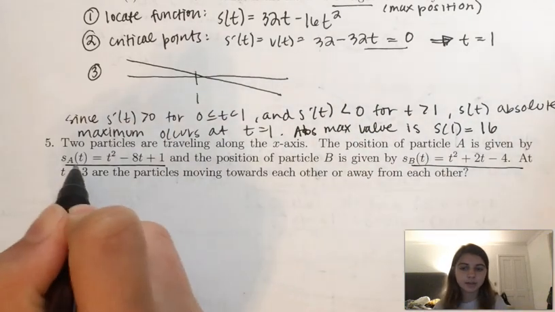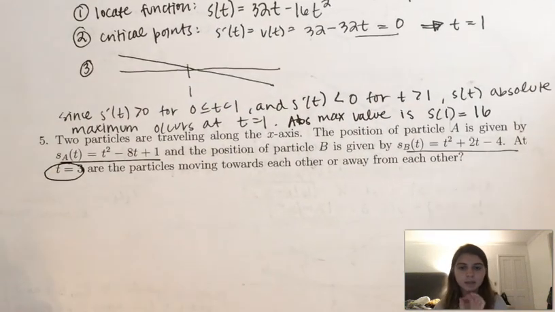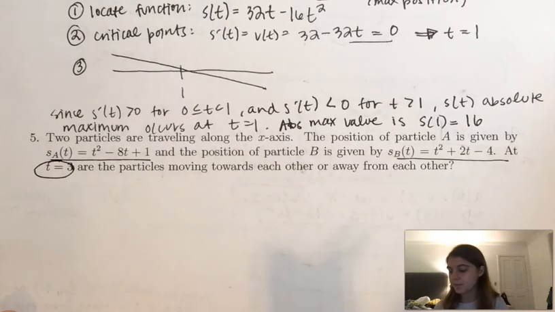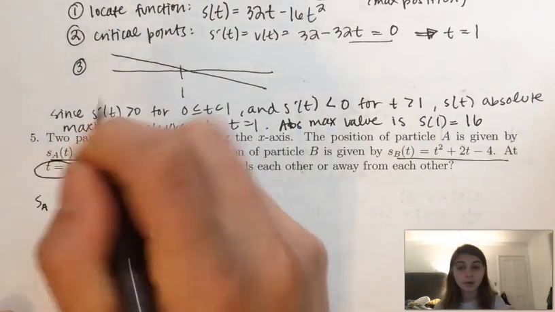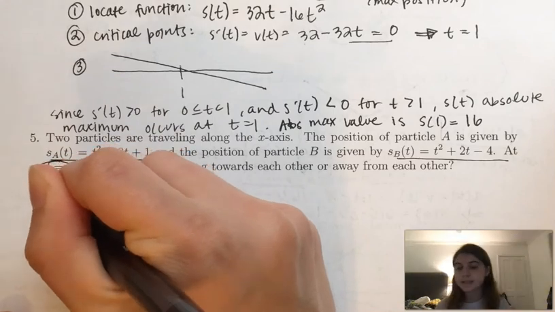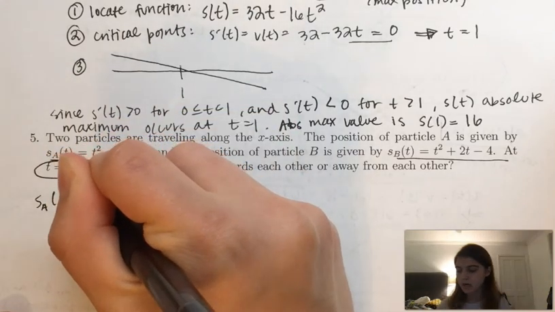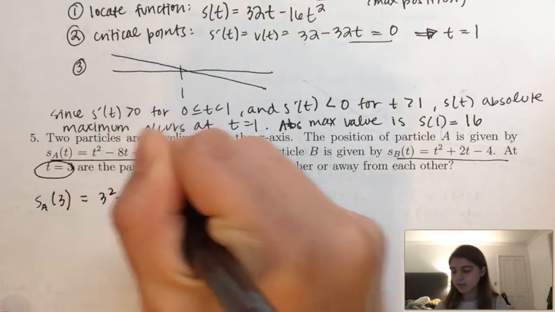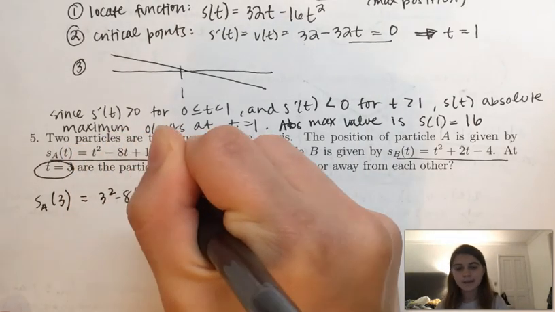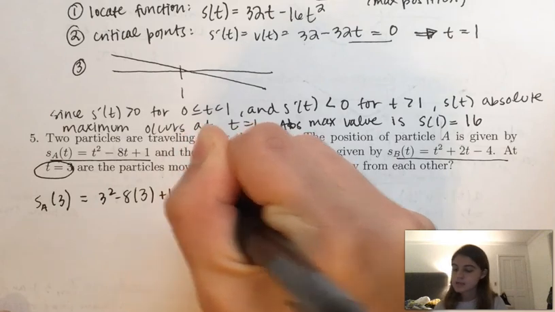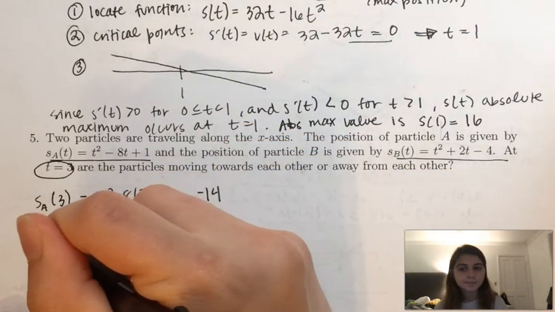I like to underline the position functions because it helps me go back to them. So our first step is the position of particle A at 3 seconds, which we're just going to plug right into that position function. So that's 3 squared minus 8 times 3 plus 1. This time I actually wrote out the steps. And that equals negative 14.